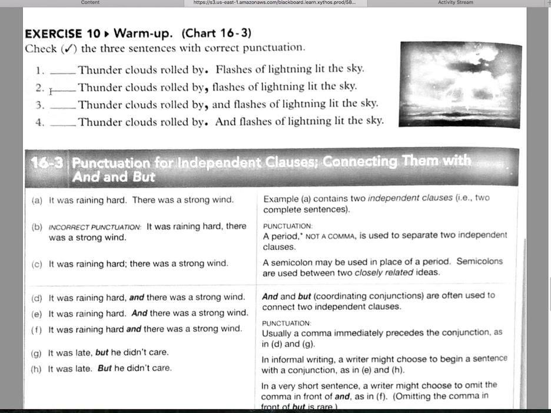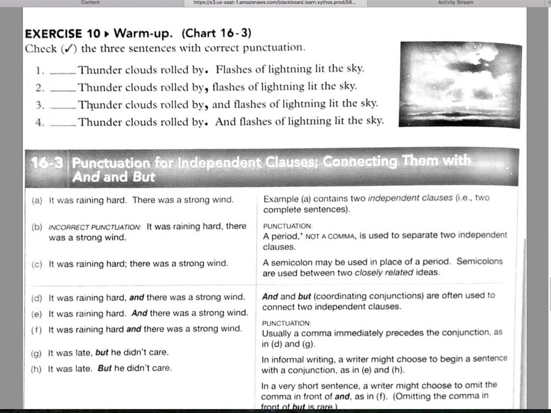Number 2. Thunder clouds rolled by, comma, flashes of lightning lit the sky. What do you think? Is that correct? Actually, no, because we use a comma, but we need a conjunction. This is an independent clause, this is an independent clause, therefore we need a conjunction to connect both sentences. So number 2 is not correct.